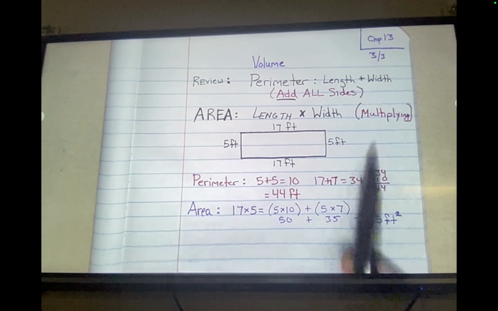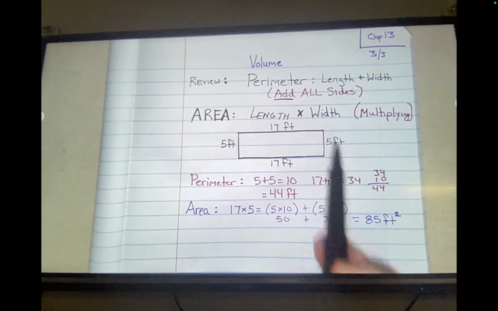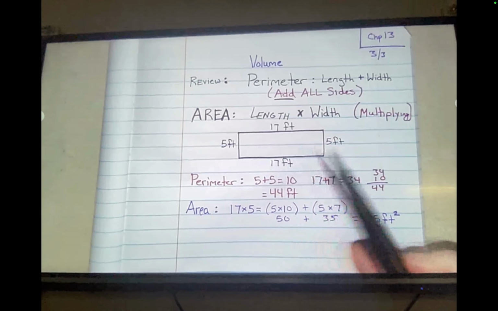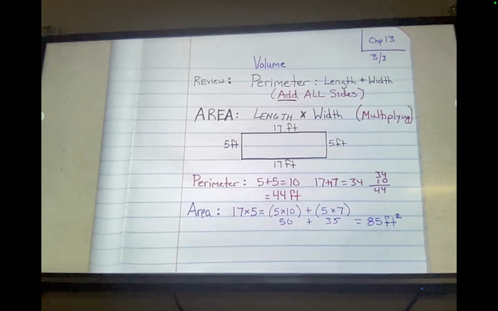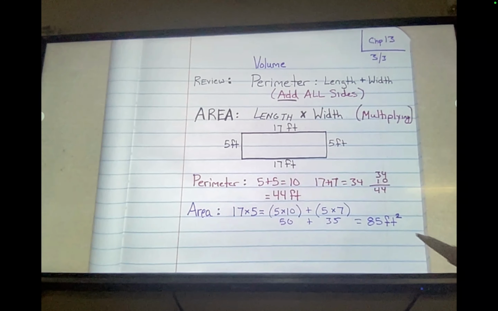And we talked about it with perimeter, but area is measuring the amount of space in between. So the perimeter is the outside, the area would be the measurement of the inside. And you should know that. So perimeter is just 44 feet. Area is 85 feet squared.